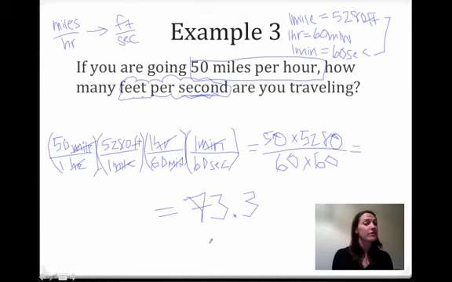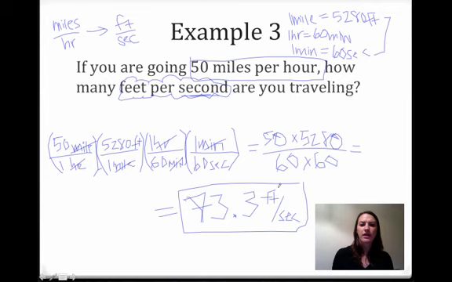But if I just wrote 73.3, I'd be wrong. I have to write feet per second. Okay? You have to include your units. Absolutely have to every single time. And it's always nice to put a little box around it if you want to do that. Throw a little box around your answer at the end. Never hurt anybody.